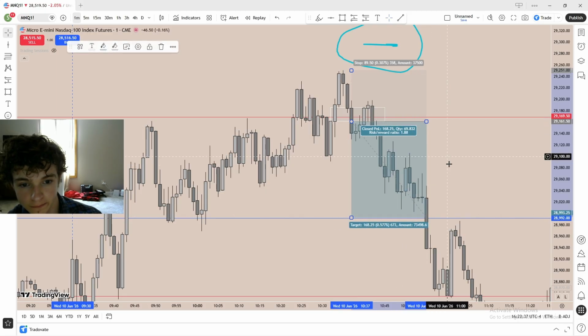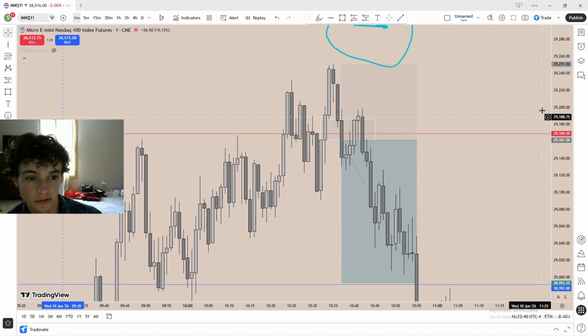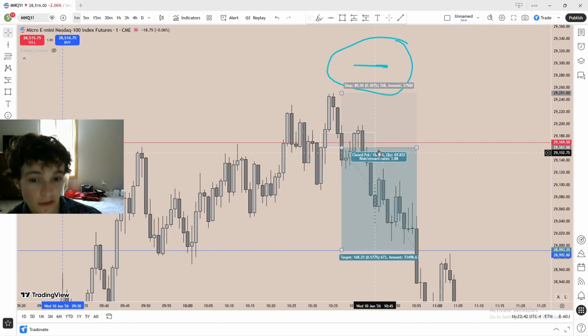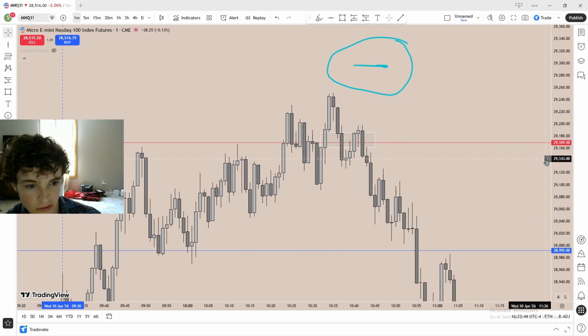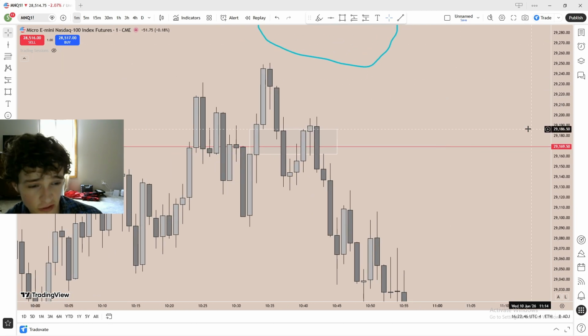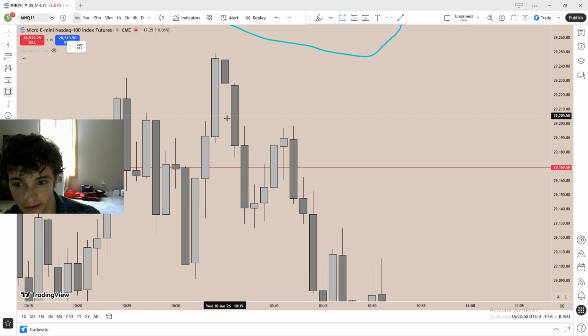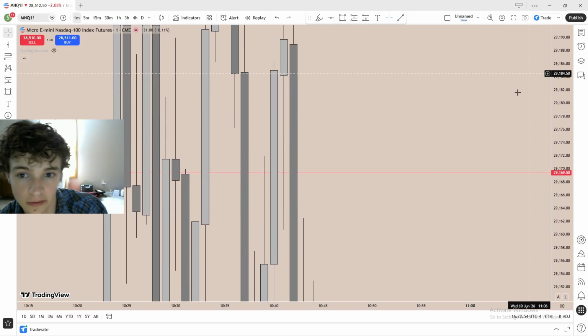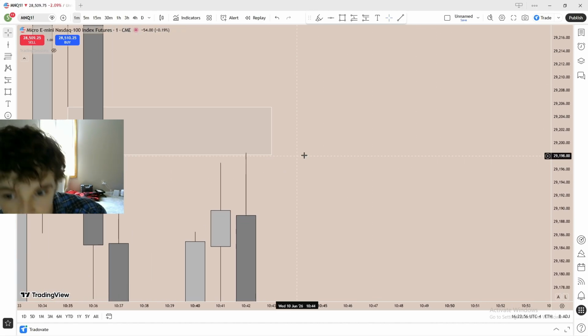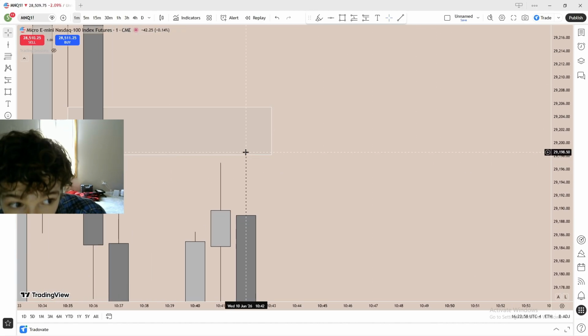So we have lick sweep, inverse fair value gap, and then I'm pretty sure we also have a fair value gap that is really micro, but it worked out perfectly. So here, I'm gonna delete this, and then here's the fair value gap. We tapped into that perfectly. I'm gonna increase the size. Look at that. We tapped into it perfectly.